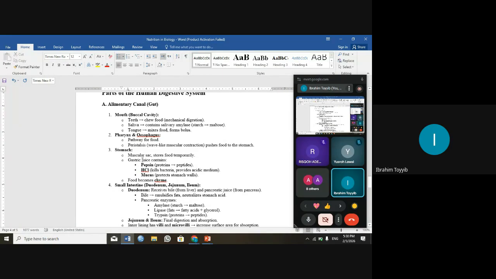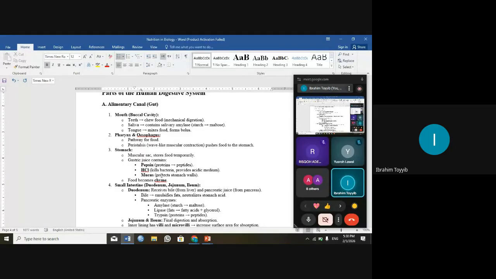So in the stomach, we have gastric juice. We have different kinds of juice, which we are still going to look at later. Gastric juice contains pepsin, hydrochloric acid, and mucus. So this gastric juice cannot harm the roundworm in our stomach.